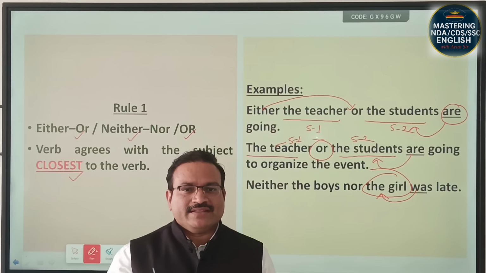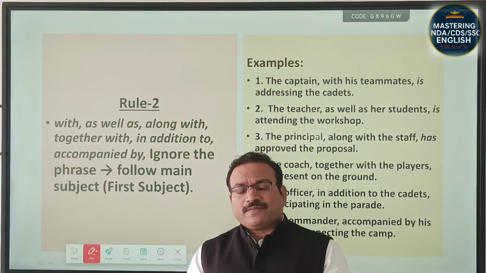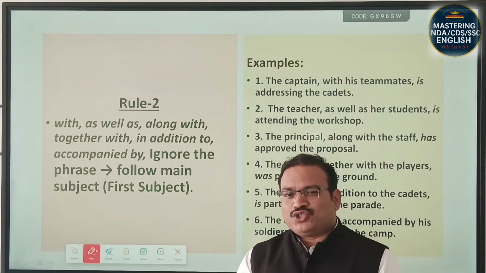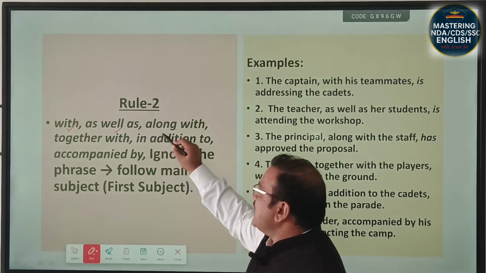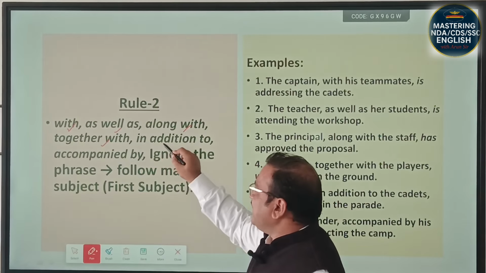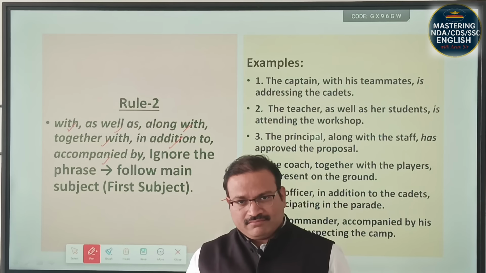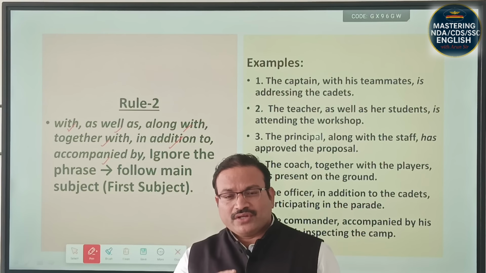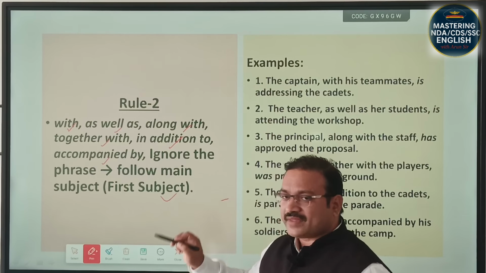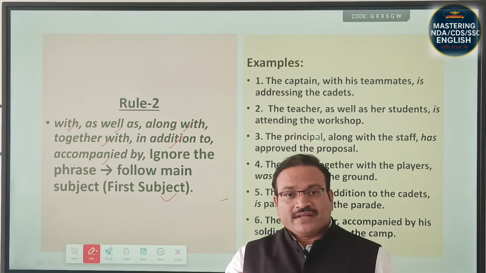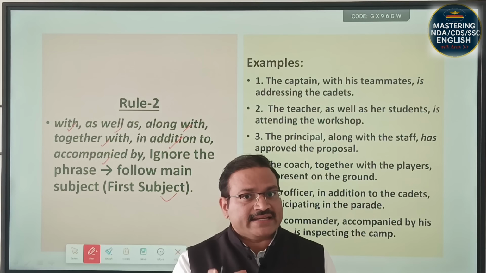Now let's see the rule number 2. Rule number 2 says if two subjects are joined by phrases like with, as well as, along with, together with, in addition to, accompanied by, then the verb will agree with the first subject. Means the first subject will be the main subject of that sentence.